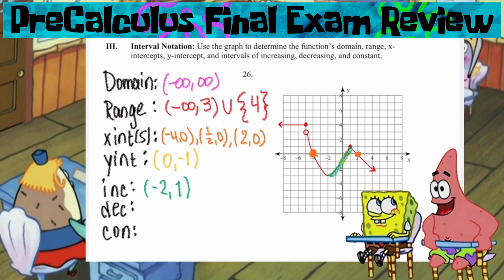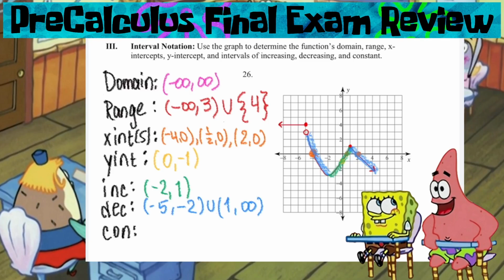Next, when is this graph decreasing? It is decreasing from there to there, and it is decreasing from there to there. What is that? That will be from -5 until -2 with a parenthesis, union, and it'll start again at 1, and it will decrease for the rest of its life, so to infinity and beyond.